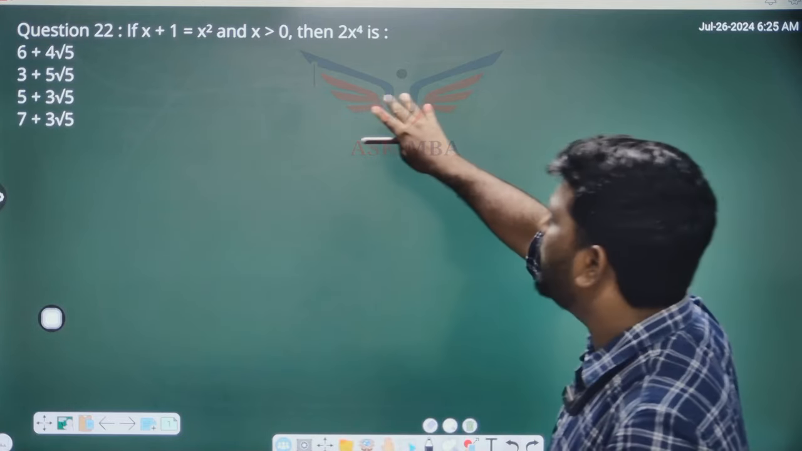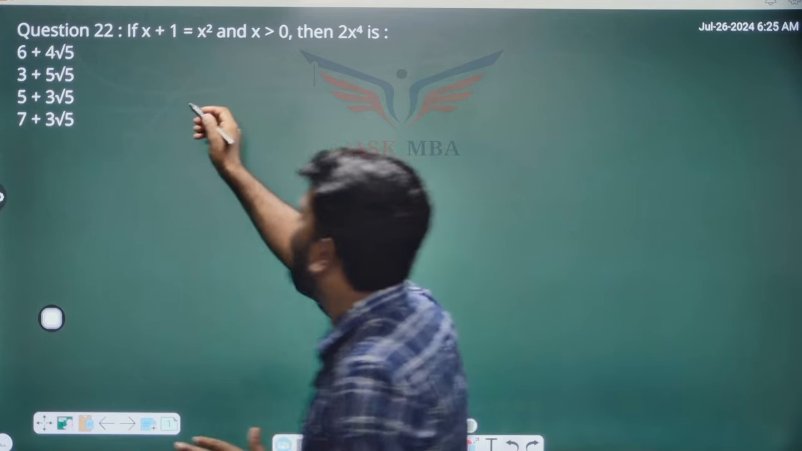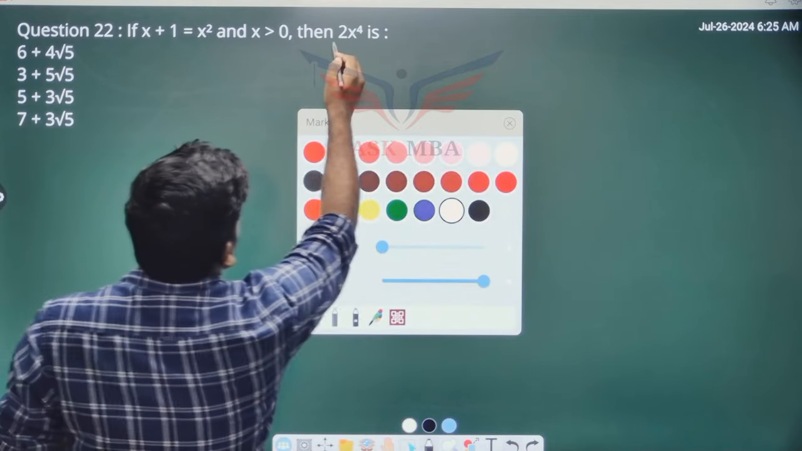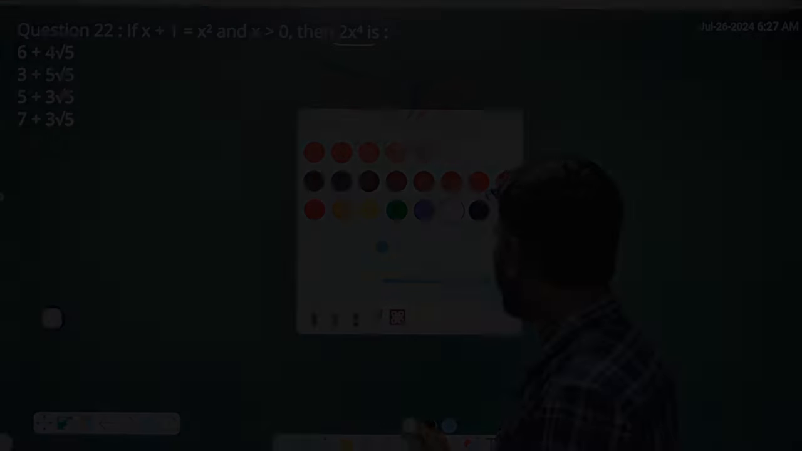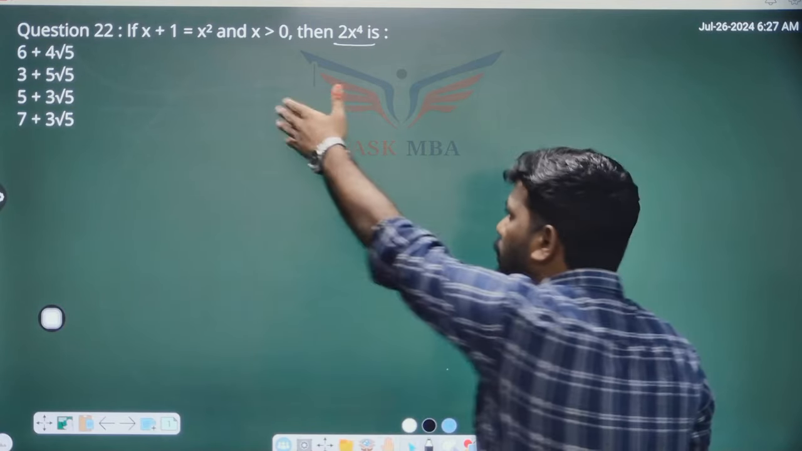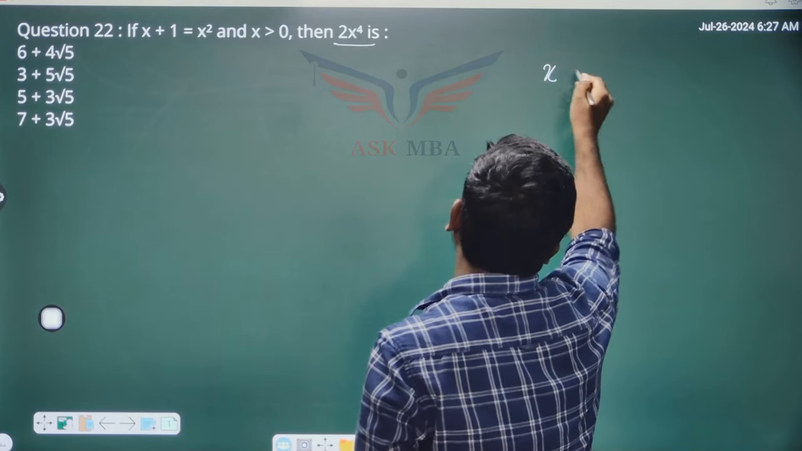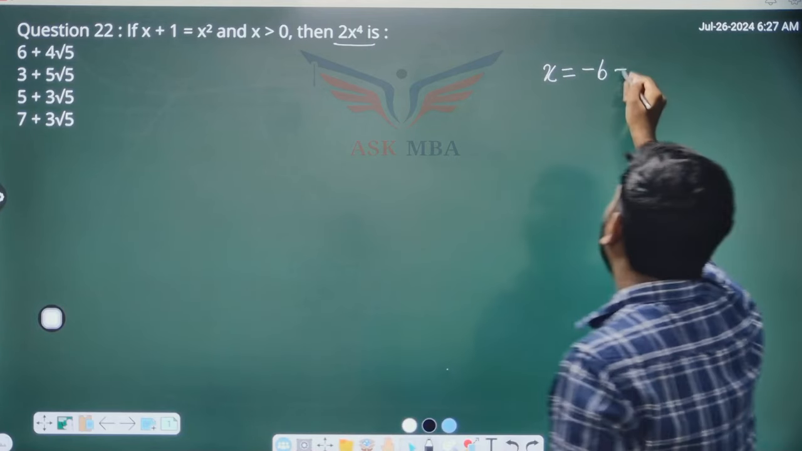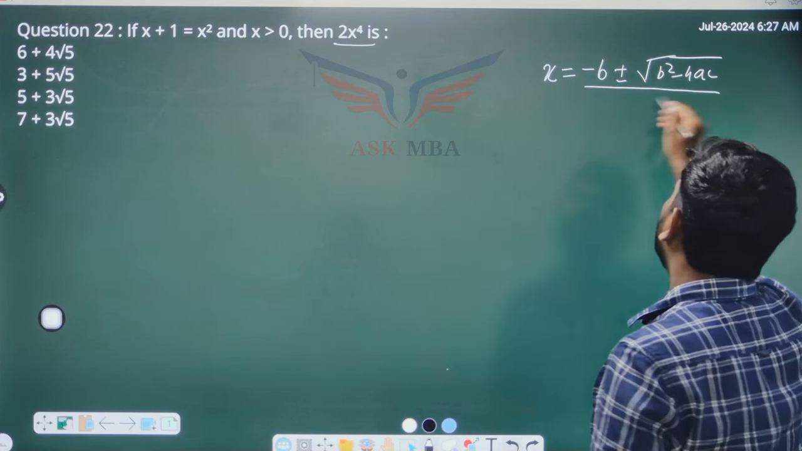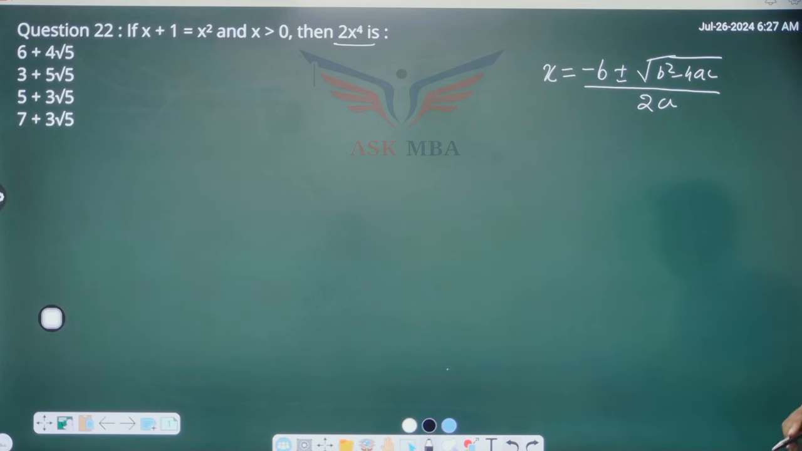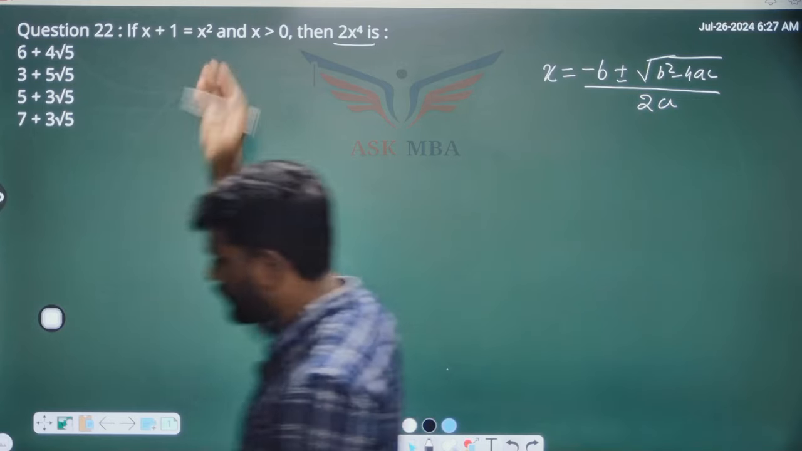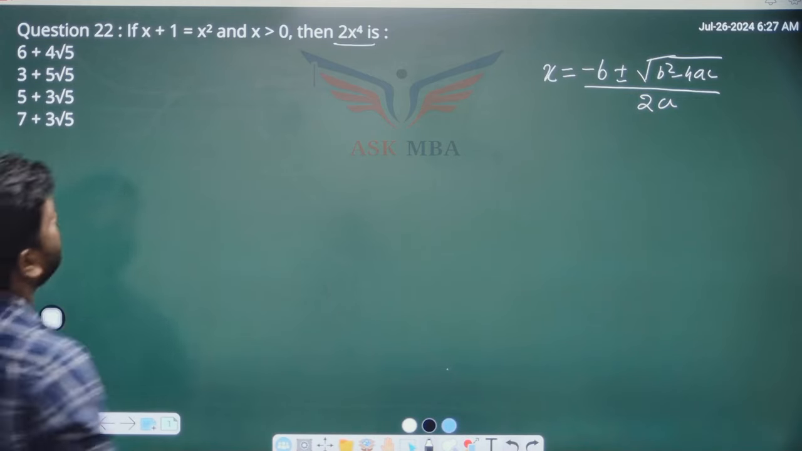Now, the question is: if x plus 1 is equal to x square, then find the value of 2x power 4. When you see this kind of question, you must recall the quadratic formula for finding roots: x is equal to minus b plus or minus under root b square minus 4ac, divided by 2a. The values of a, b and c will come from the equation itself. Let's first form the equation.